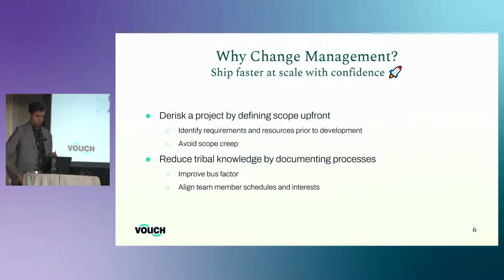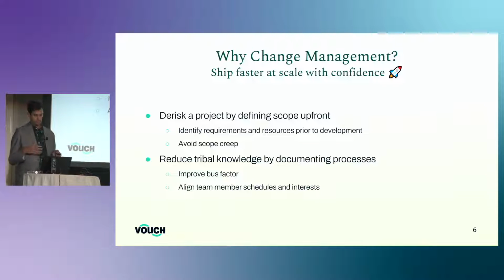Cool, so why change management? Ship faster at scale with confidence, rocket emoji, because we like rockets. I think there are 6 words in there, and it's useful to think of them 2 at a time. So ship faster, at scale, and with confidence. We'll explore each of these and how Vouch does it. And that's one reason.